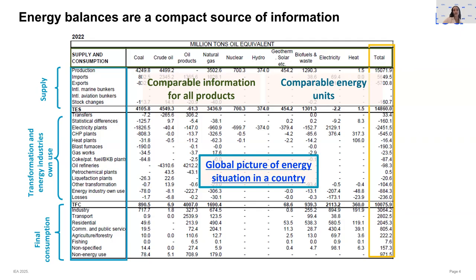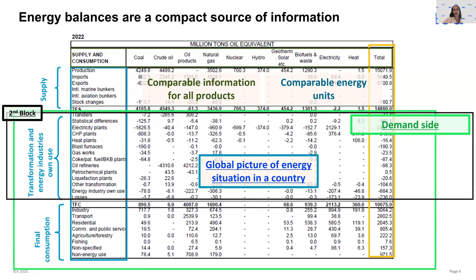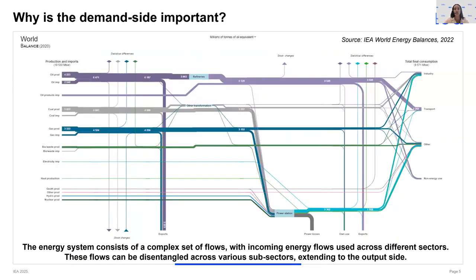In the energy demand end-use data, we focus only on the demand side, which looks at the second and the third block of this matrix. The second block accounts for the transformation of primary fuels to secondary commodities and own use of the energy sector. And the third block, the TFC, total final consumption section, shows the different sectors consuming energy, including industry, transport, and other sectors such as commercial and services, residential, and non-energy use. To truly understand energy consumption, we need to examine the details of how energy is used at the output level. This is how we consume energy across the different sectors.